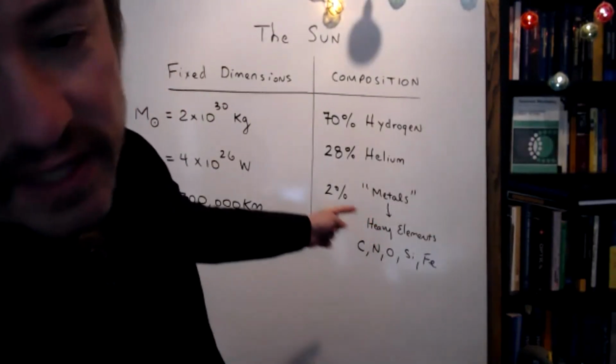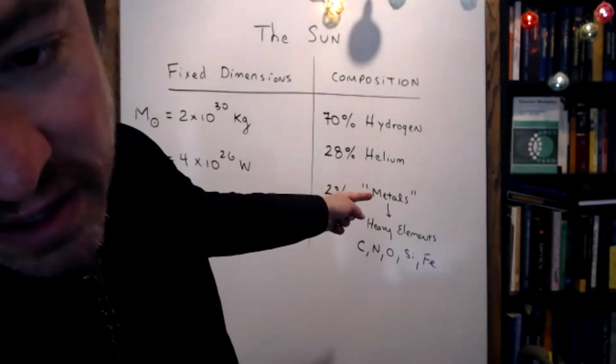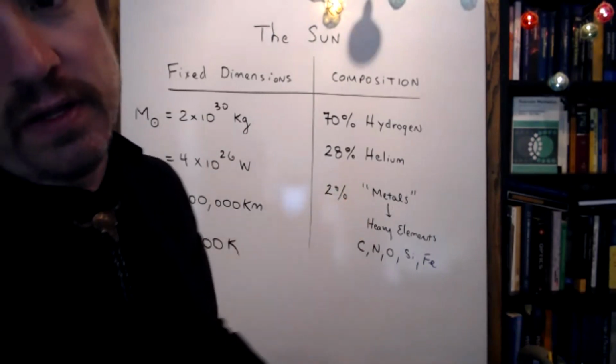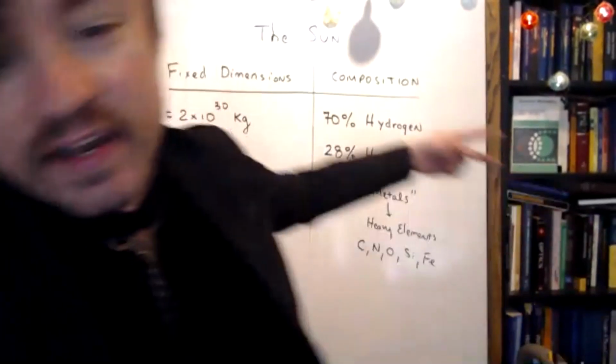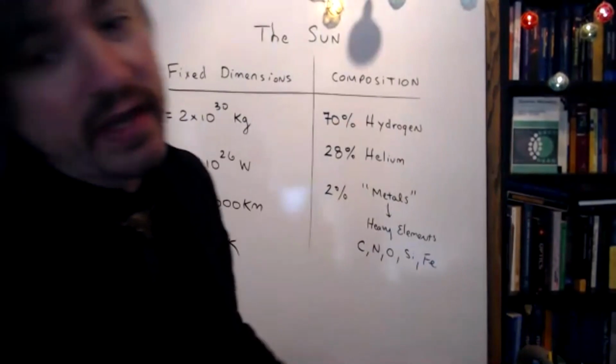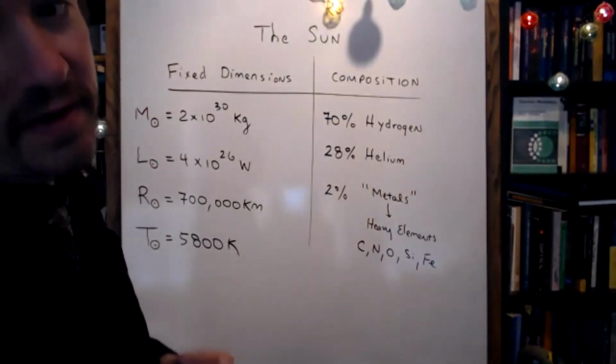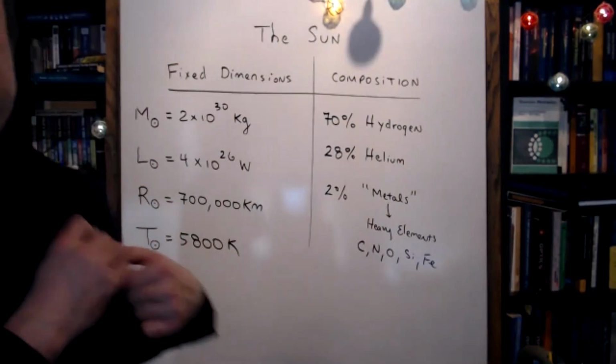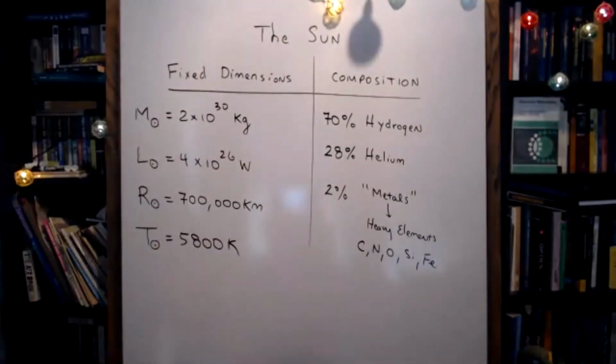I'd like to point out that when a chemist says metal, that means something different than when an astronomer says metal. A chemist says metal when you're talking about nickel or iron or vanadium or gold. An astronomer, when they say metal, they just mean something that is not hydrogen or helium. Kind of a little shift in nuance there. Take a moment to get those notes down because they're kind of important.